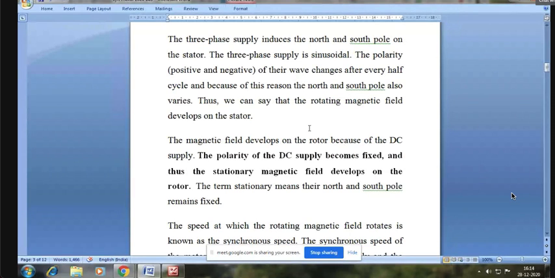Yes, sir. But the magnetic field which develops on the rotor is not rotating, because the rotor initially is not rotating. I repeat, in the case of a synchronous motor, the rotor initially is not rotating. And therefore, when I apply a DC supply to a non-rotating winding, it will not result in a rotating magnetic field. It will result only in a static magnetic field.